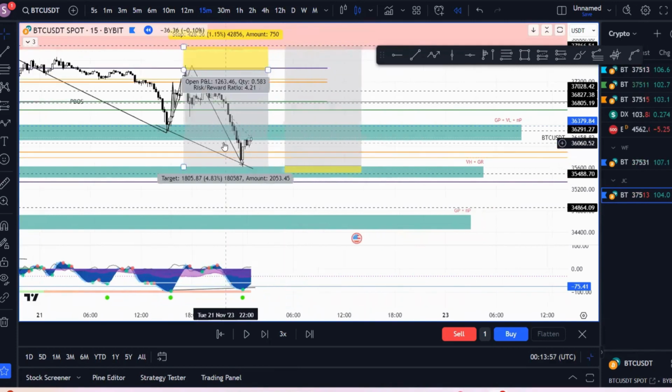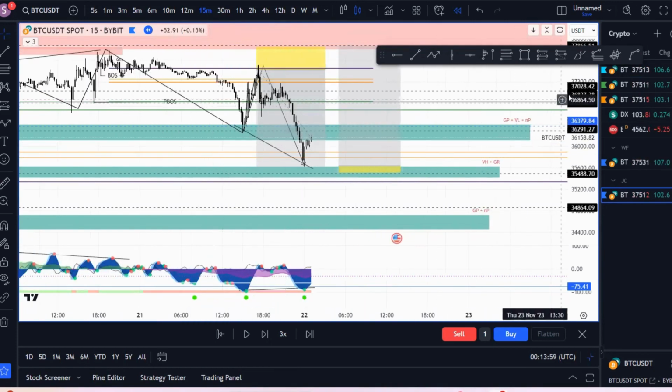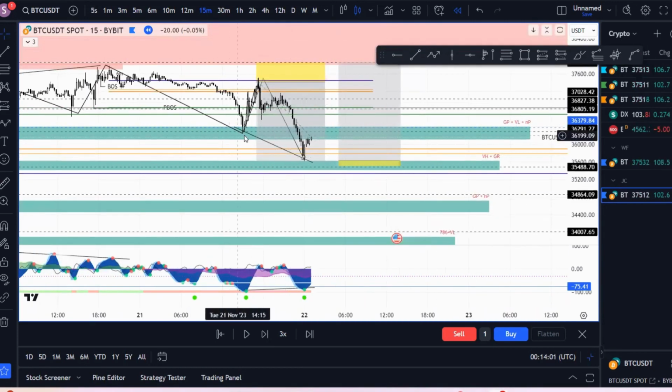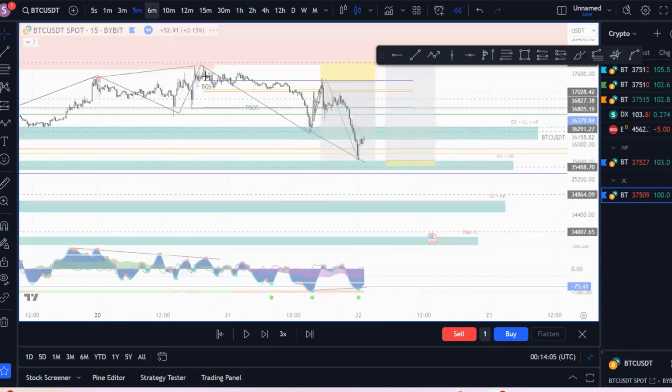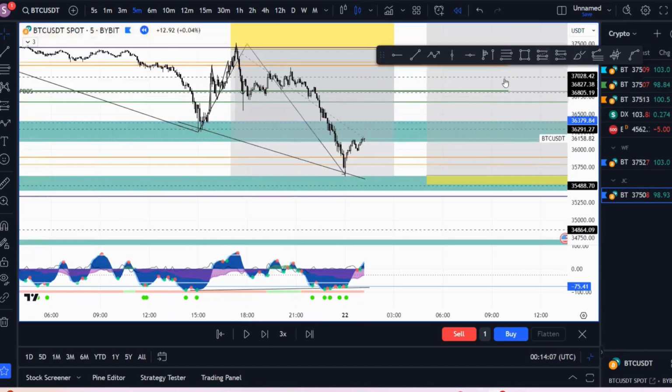But is that enough? Is that enough confirmation to enter a trade? Well, in my opinion, no. You need to see a change in market structure. So what we do at this point is we go down to the lower time frames.